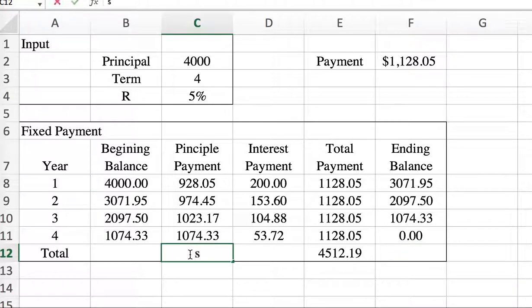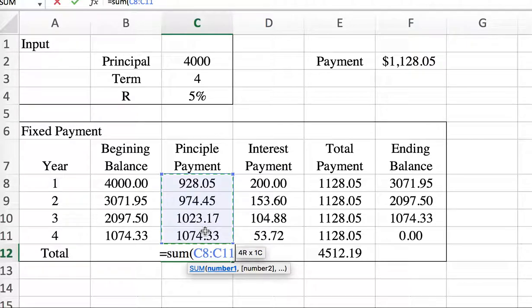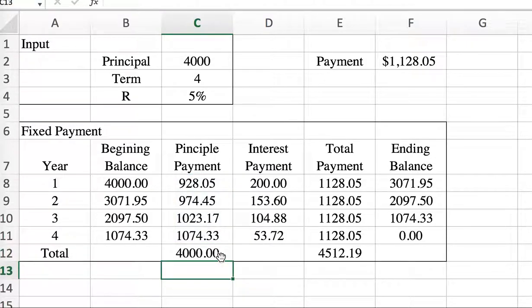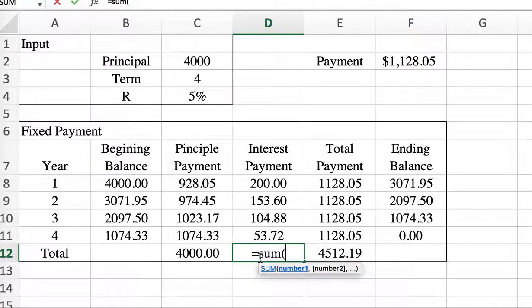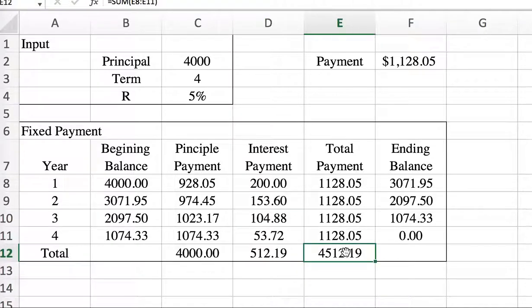Now we can sum up the total principal you have paid. It's exactly $4,000, and we can sum up the interest that you have paid. And you've noticed that the principal payment in total plus the interest payment in total would be the total payment of the 4 years.